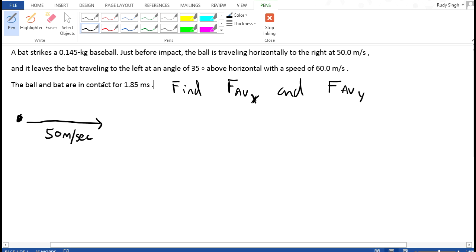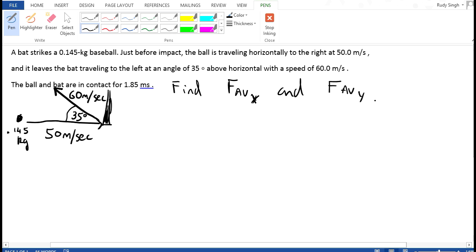Then it leaves the bat, so here's the bat, and it leaves the bat and it travels now at 60 meters per second at an angle of 35 degrees. So the ball weighs 0.145 kilograms, and the bat and the ball are in contact for 1.85 milliseconds.